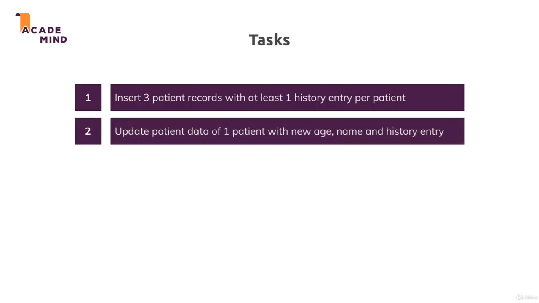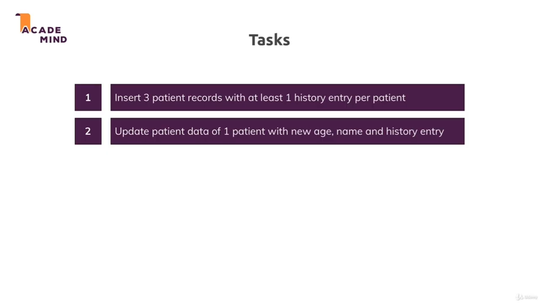And I then want you to update patient data of 1 patient only by identifying it in some way that works for you, with a new age, name, and 1 additional history entry. So simply add a second entry if you want, or overwrite his history. This might be easier than adding, because that's something we haven't learned yet. Simply overwrite history, name, and age. The history can be overwritten with a history with 1 entry or multiple entries, whatever works for you.